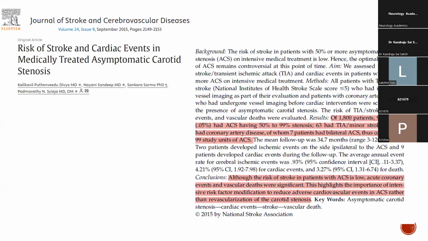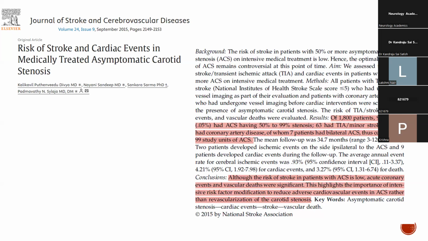stenosed artery. And this is a study from our own institute, and it looked into the risk of stroke and cardiac events in medically treated asymptomatic patients. Here, all the patients with TIA or minor stroke who had undergone vessel imaging as part of their evaluation, and the patients with coronary artery disease who had undergone vessel imaging before the cardiac intervention, were screened for the presence of asymptomatic carotid stenosis.